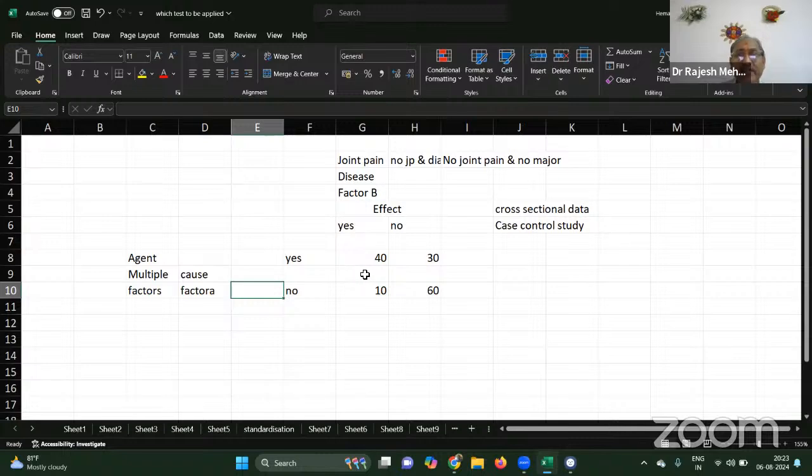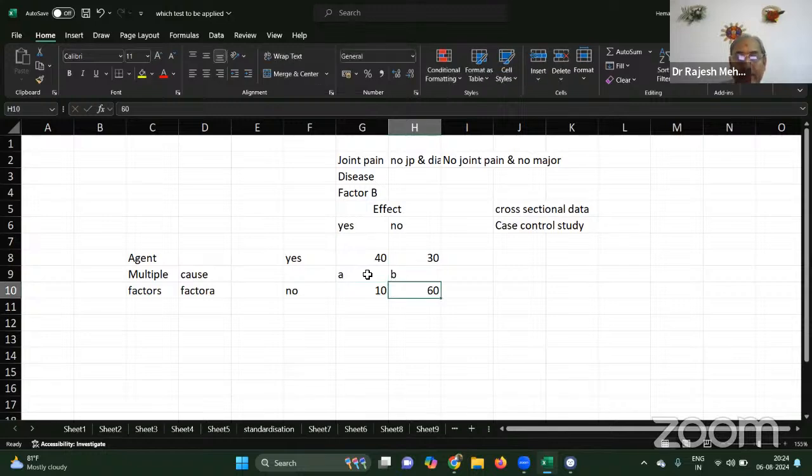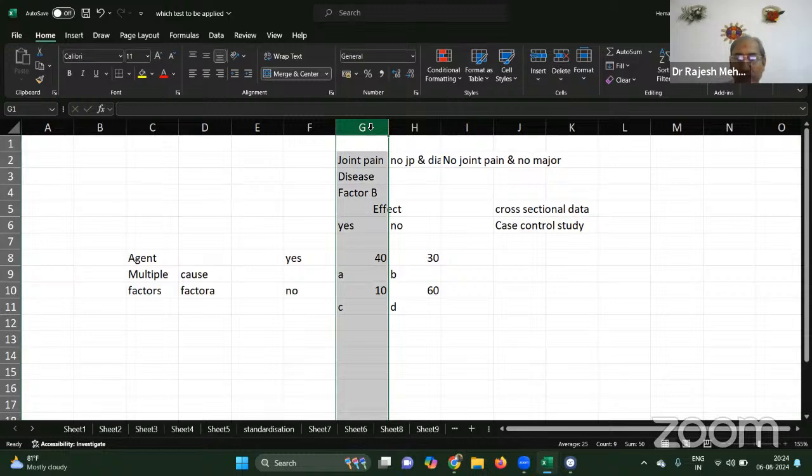Usually this cell, this 40, we label as A, this we label as B, this data is C, and this is D, so that you can relate it with the book picture also.